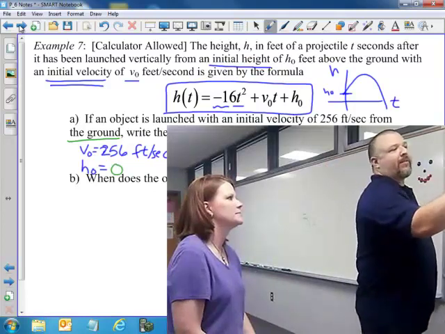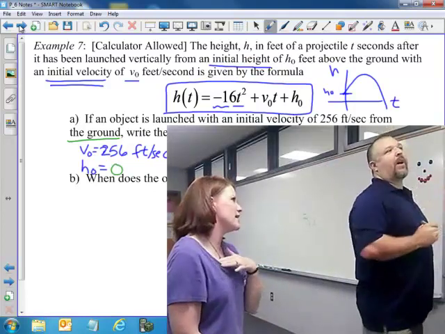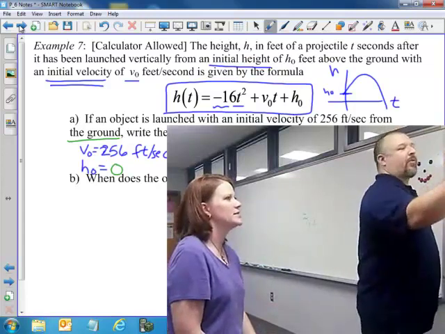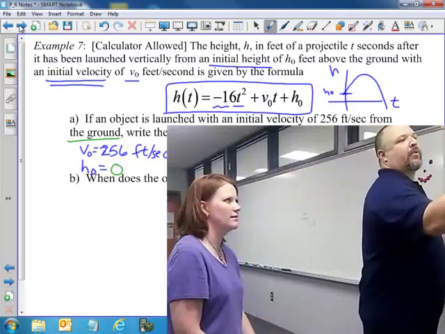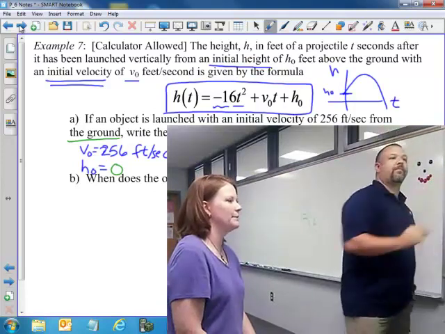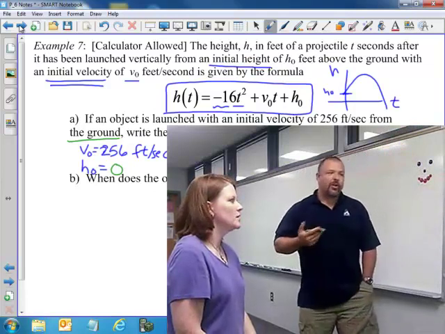So how are we going to write this equation? We're going to write h of t is going to be negative 16 t squared. The 16 is always there. It's actually half the pull of gravity in feet per second squared. Plus 256 t, and then plus 0. So there is our equation.